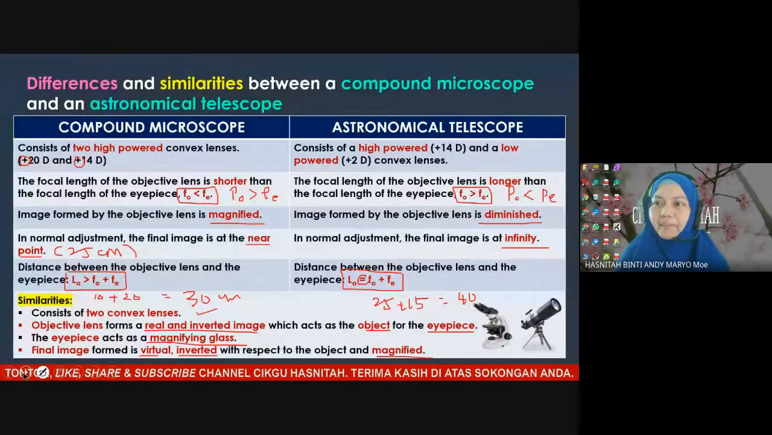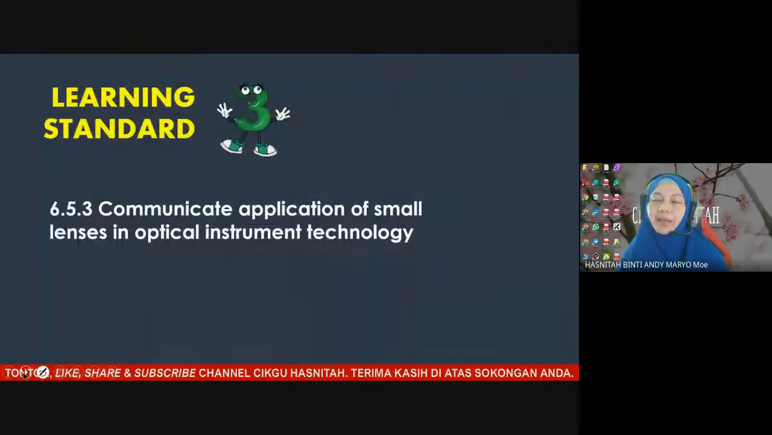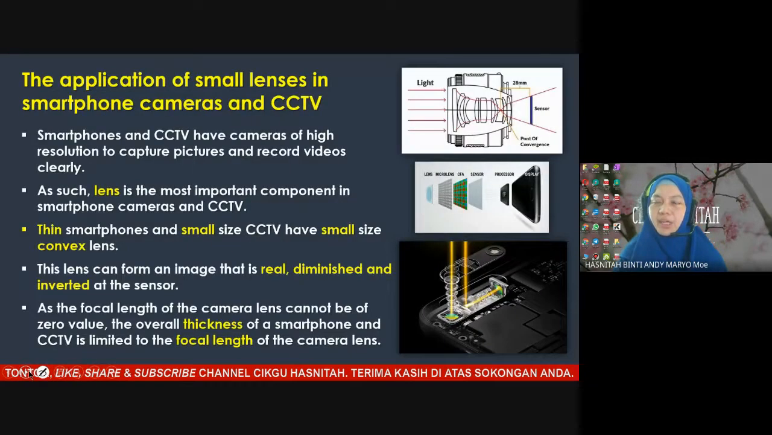Kalau you tengok, alright. Later you can go back, you can read back. Okay, this one is the third learning standard. Ini tak ada apa sangat, pendek saja. This is application of small lenses in optical instrument technology. Kita tengok satu contoh. You look at your smartphone.